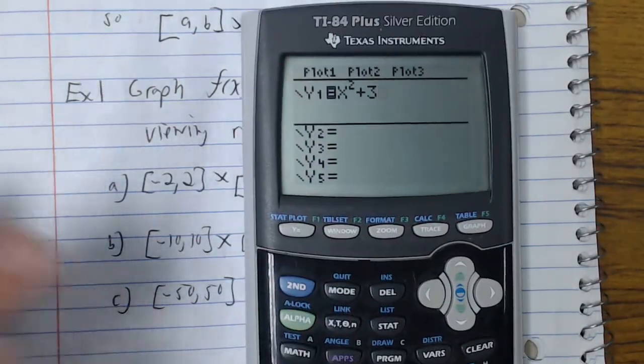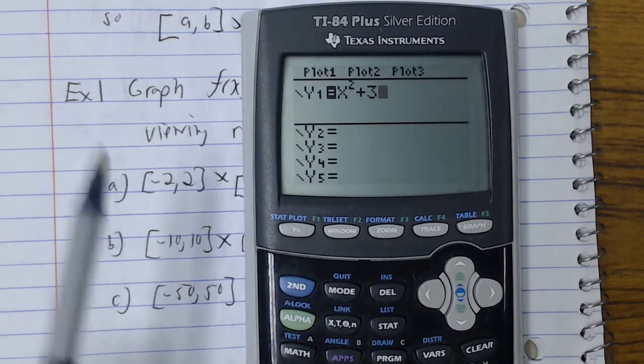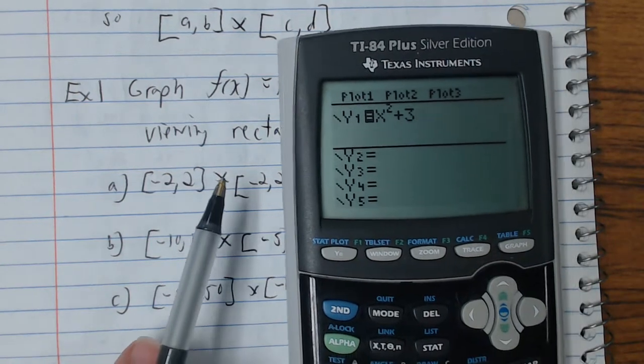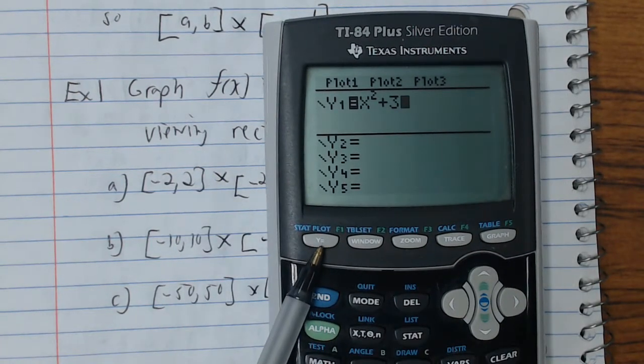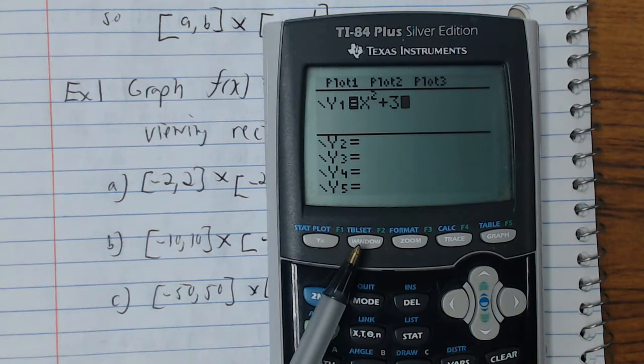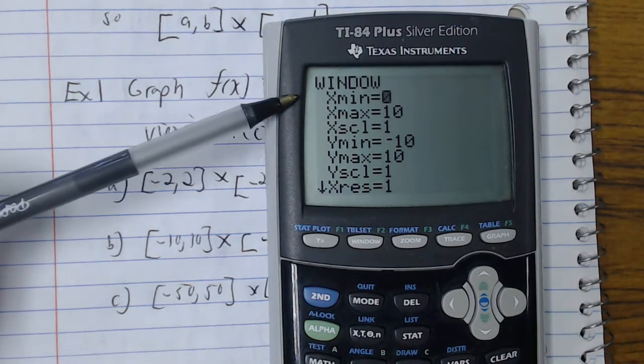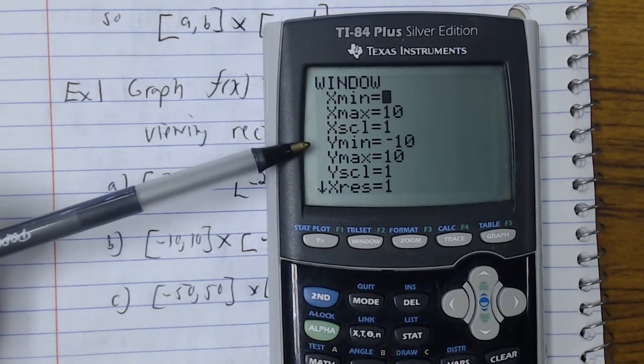Okay, before I graph this, I need to adjust my viewing window. For part A, I'm going to go from -2 to 2 by -2 to 2. If you look exactly where I pressed y equals, next to it it says window, and that's where we adjust our viewing window. If you press window, notice how it says x min 0, x max 10, y min -10, y max 10.